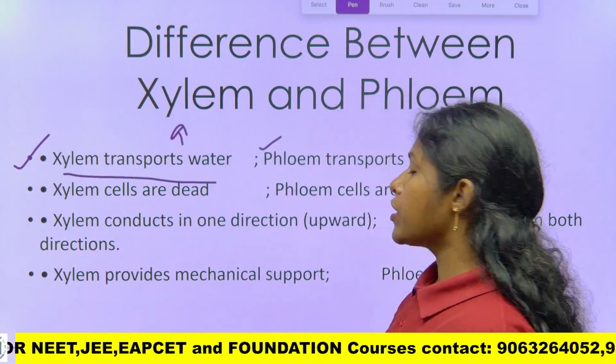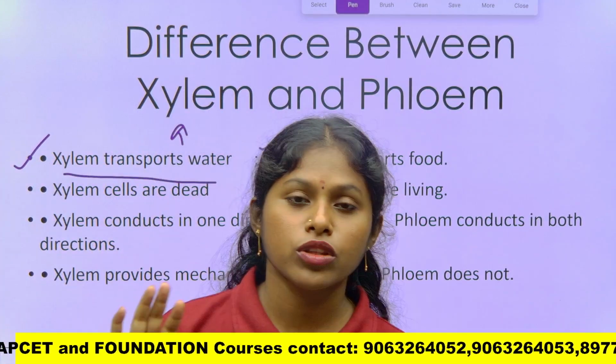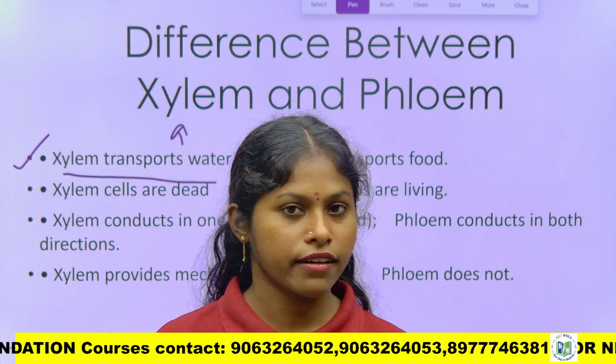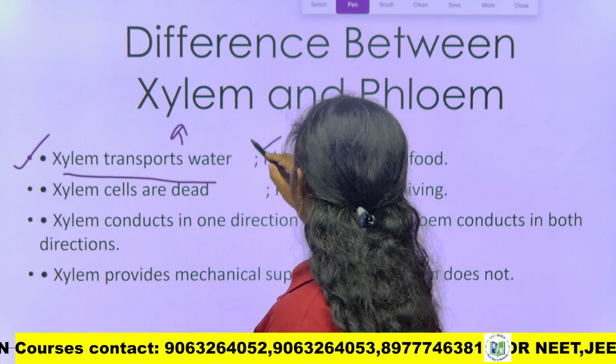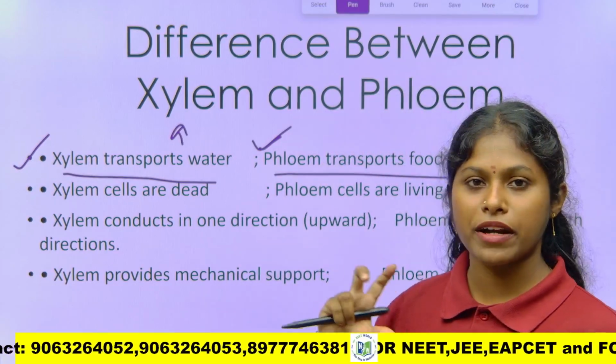Coming to the phloem. If in that building only the kitchen is upstairs, the food which was prepared upstairs should be transported to all parts of the building, right. So here the delivery van of the food is the phloem tissue. Phloem transports food to every part of the plant.